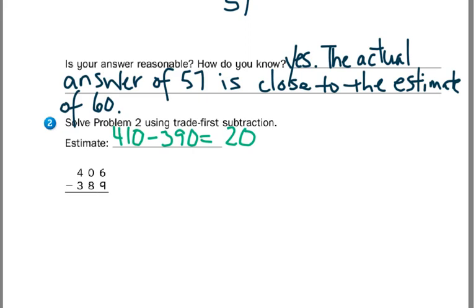Now let's go ahead and subtract using the traditional method, or trade first subtraction. So we start with the ones column. Can we take 9 from 6? We cannot. So we try to borrow from the tens, but look, there's a 0 there. Rats. So we have to go to the hundreds, right? So we're going to borrow 100. So we're going to cross out the 4, and now we're left with only 3 hundreds.